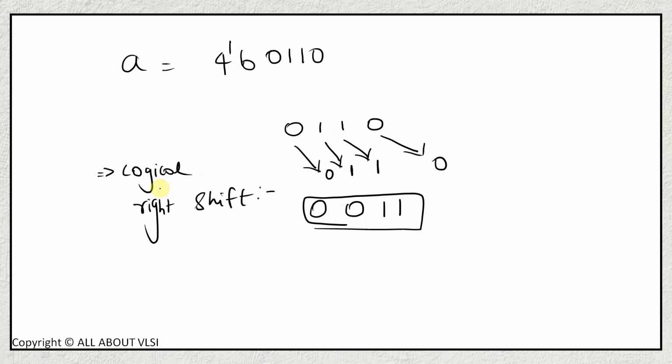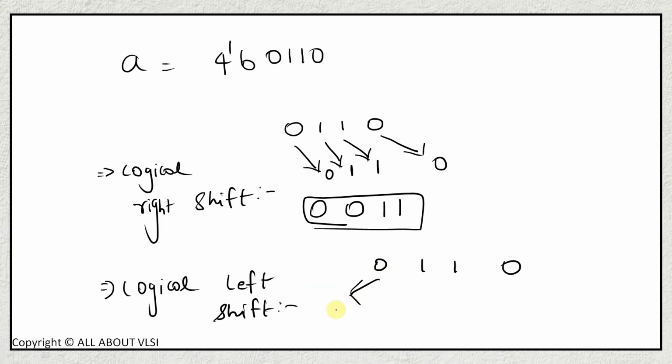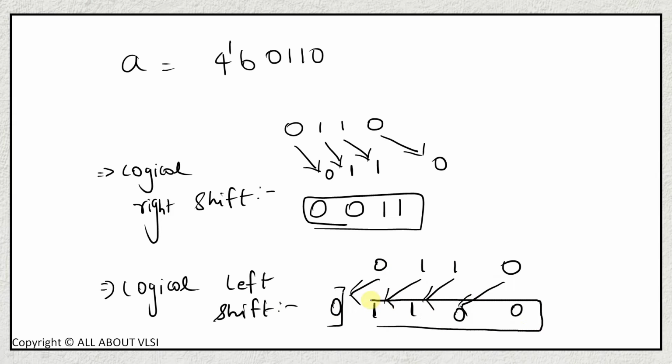Next, coming to the logical left shift operation. If you have 0110, then this will be shifted to the left side. This will come to the MSB, this will come here, and this will come over here, and one more 0 will be appended on the right-hand side, and the leftmost bit will be removed. So your resultant will be 1100. This is the resultant of the logical left shift operation.